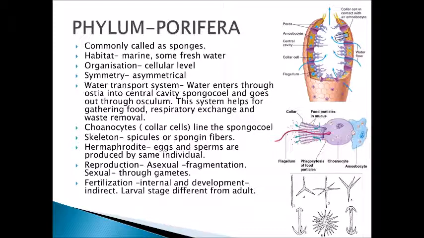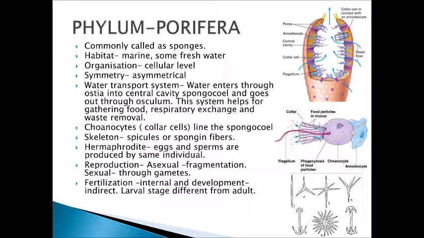Fertilization is internal and development is indirect. Indirect development means from the fertilized egg, directly the adult organism is not formed. First it develops into a larva and then it develops into the adult. So that is called indirect development. So this is all about the group Porifera.